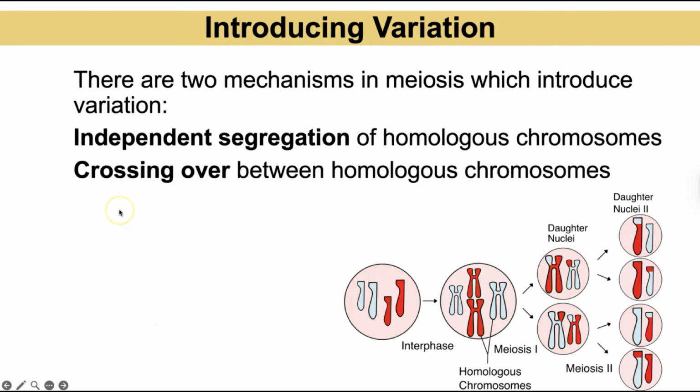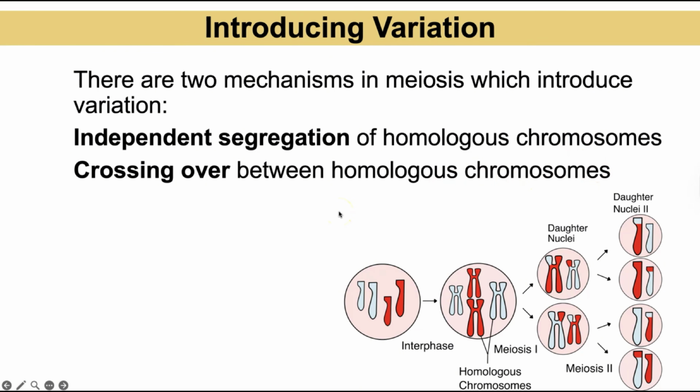Now, the way that meiosis introduces genetic variation is the key focus here. You don't have to know PMAT, prophase, metaphase, anaphase, telophase, like you did for mitosis. You just need to know for meiosis how the genetic variation is introduced. And that occurs in 2 processes: independent segregation of the homologous chromosomes and crossing over between homologous chromosomes. You have to say homologous chromosomes for both of those.